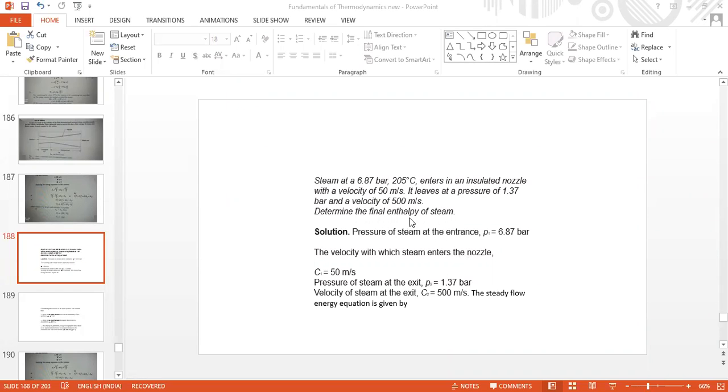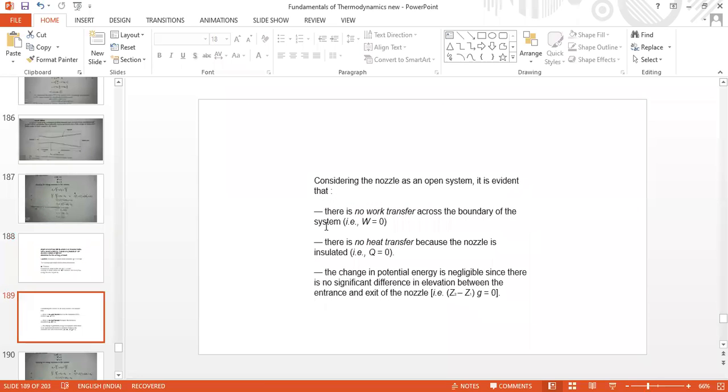So whatever information is given in the problem is noted down: pressure at the entrance 6.87, velocity entering 50 meters per second, pressure at the exit 1.37, velocity at exit 500 meters per second. Therefore the steady flow energy equation has to be applied. There is no work interaction, there is no heat interaction, and this is an open system. Again, I am coming back to the concept of open system.